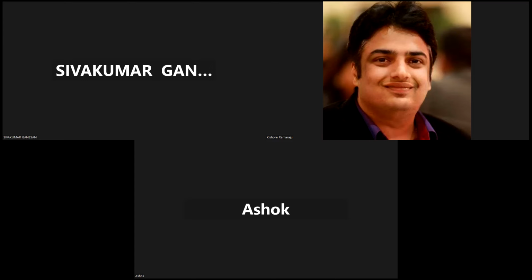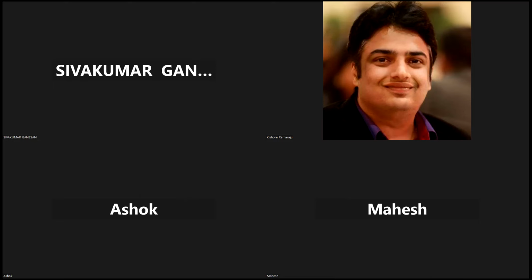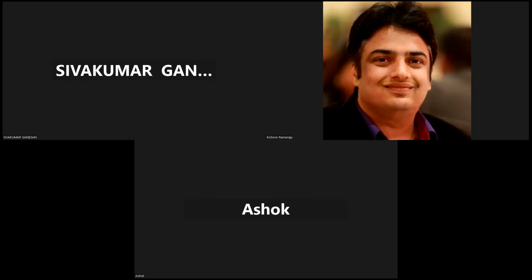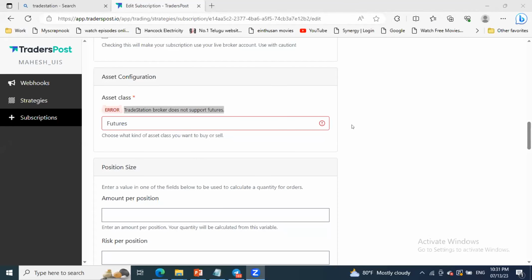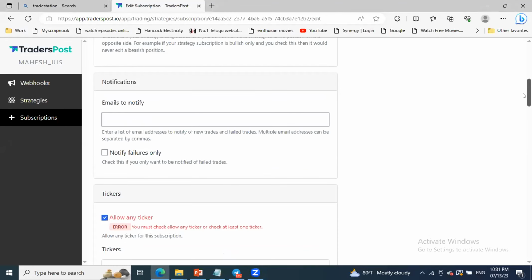Mahesh, do you want to share the screen? Yeah, Mahesh, please share the screen, or what is the issue you are facing? So again, TradeStation will have two paper accounts. It will have a margin account, and it will have a futures account. So while selecting the account, you have to select the futures account. If you select a margin account, it will say that it doesn't have it.